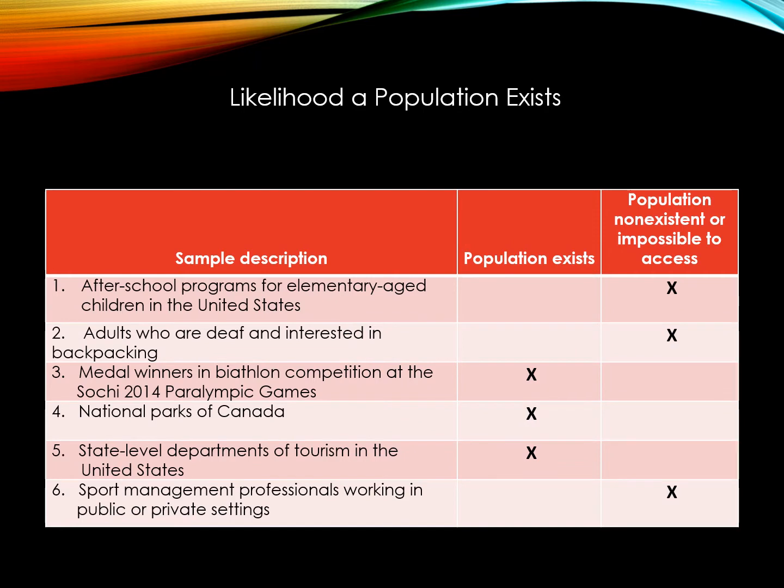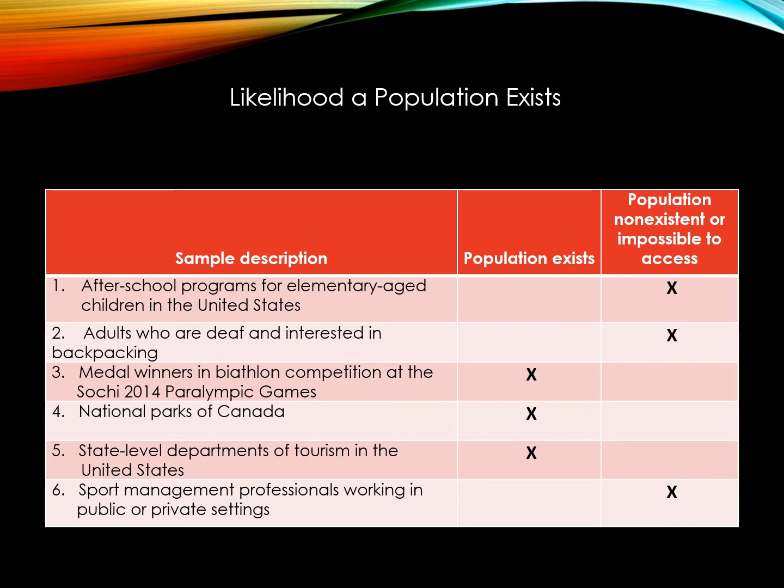The next thing we want to consider is if a population actually exists or if it's accessible. So if we look here at our examples, we can look at after-school programs for elementary age children in the United States. So does the population exist or not? What are we looking for? We're looking for the entire set of entities. So it's probably impossible to really access the entire set of after-school programs in the United States.